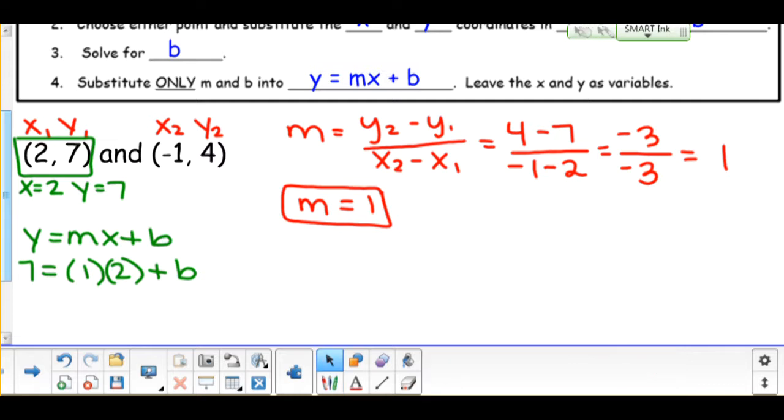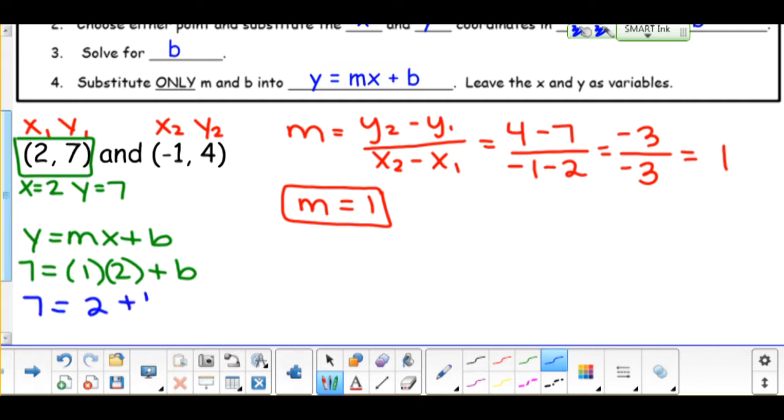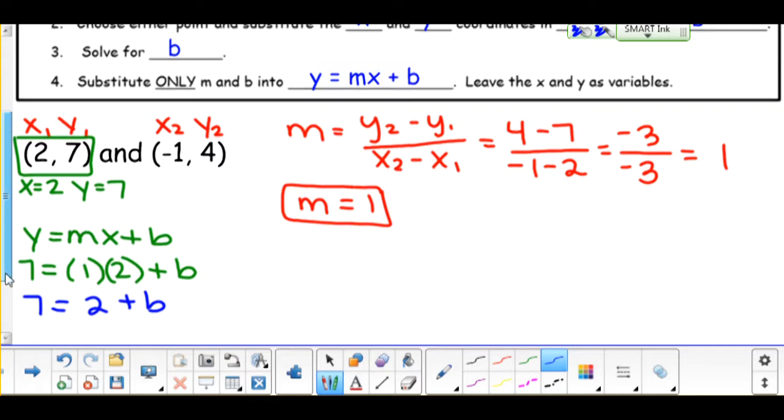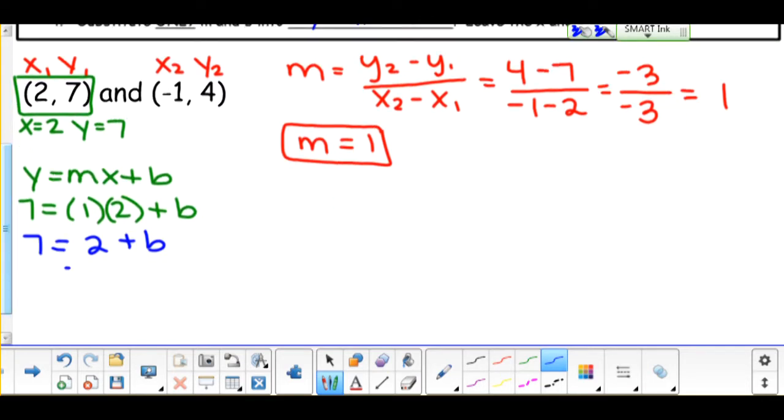In step 3, I want to solve for b. So I can start by multiplying 2 times 1, which is 2. So I have 7 equals 2 plus b. Now I need to isolate b, so I'm going to subtract 2 on both sides, and I get positive 5 equals b. So we now know that our b is 5 and our m is 1.